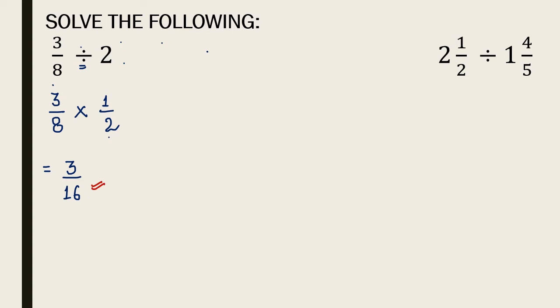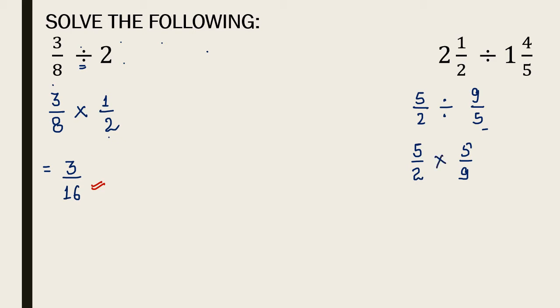Next question is 2 whole 1 by 2 divided by 1 whole 4 by 5. So firstly we will convert both of these mixed fractions into improper fractions. 2 into 2, 4 plus 1, 5. 5 upon 2 divided by 5 ones are 5 plus 4, 9, 9 upon 5. Again we will write the first fraction, that is 5 by 2, as it is, and find the reciprocal of 9 by 5. So reciprocal of 9 by 5 will be 5 upon 9, and then convert this division sign into multiplication.